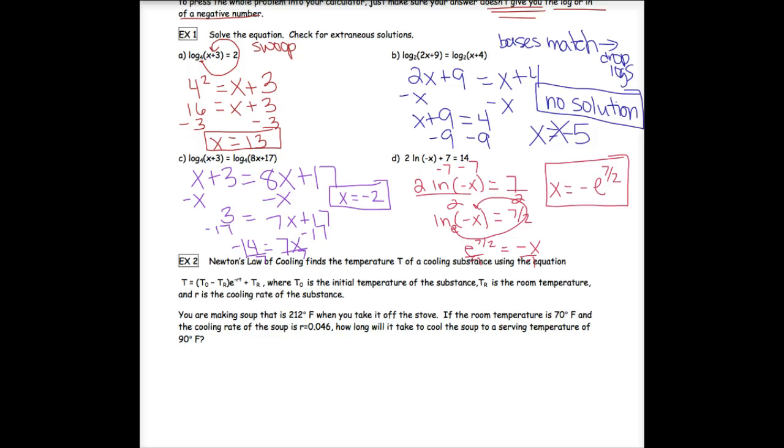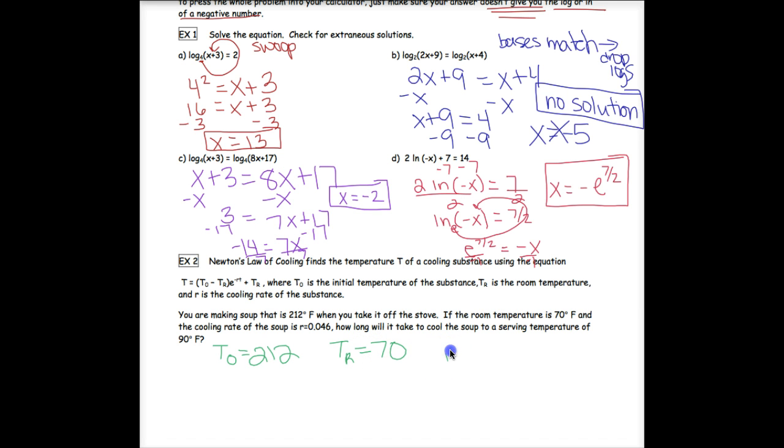Obviously, you don't want to burn people if you're a restaurant and trying to serve soup. You want it to be hot, but you don't want it to burn anyone. So if when you make it, it's 212 when you take it off the stove, that's the initial temperature. So that means T sub O is 212. The room temperature is 70 degrees Fahrenheit. That's important because T sub R, they told me now, is 70. The cooling rate of the soup is R equals 0.046, so 4.6%.